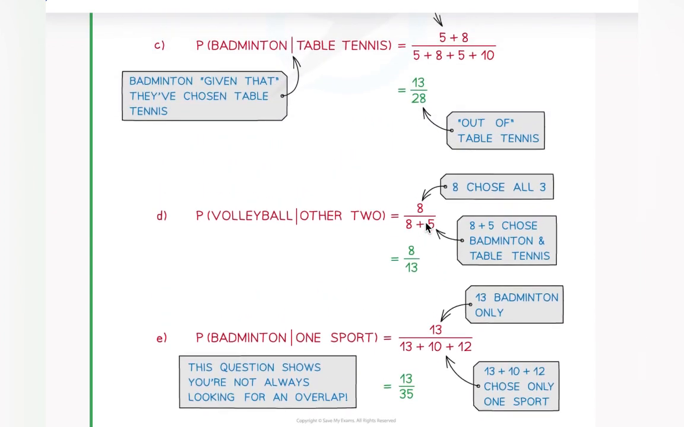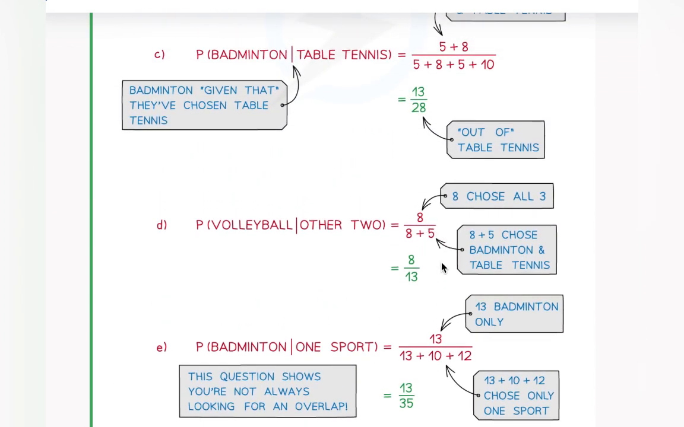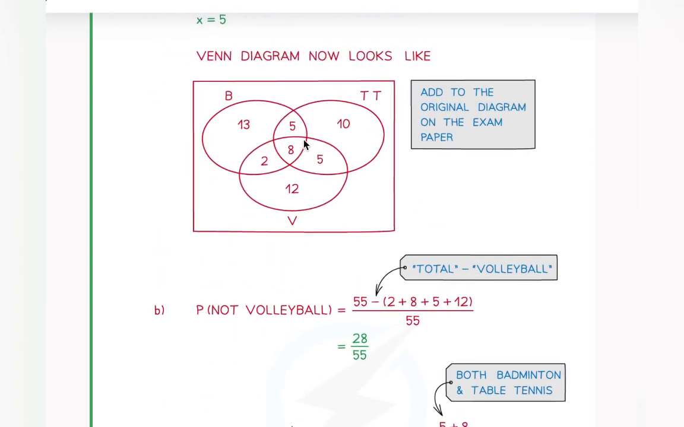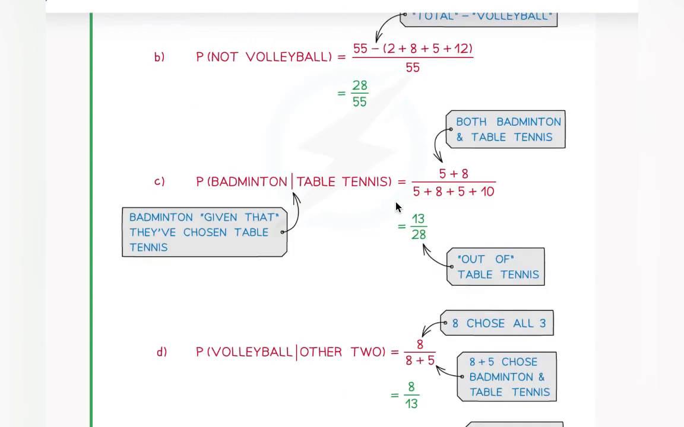13. Why is it, in this case, 8 over 13? Because they chose badminton and table tennis. Is that okay? They chose badminton and table tennis. This one. So 8 over this 13. That's it for this question.